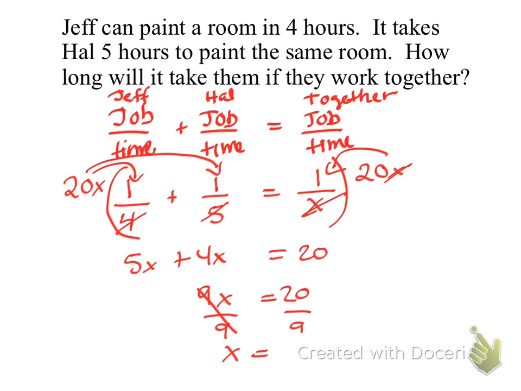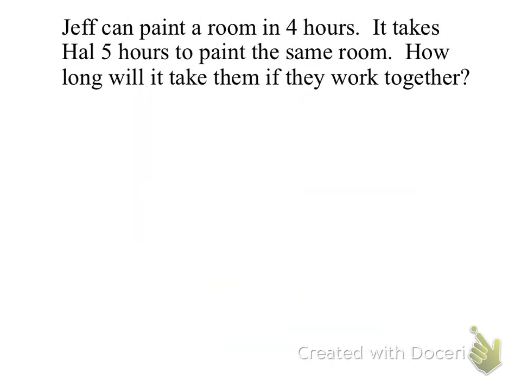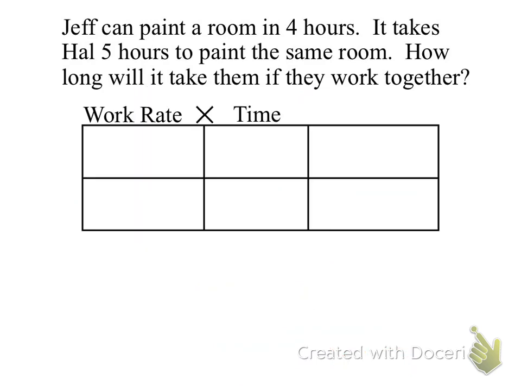9 goes into 20 2 times, and I have a remainder of 2/9 hours. Now, if I want to convert that to minutes, what would I multiply 2/9 by? 60. I could leave it 2 hours and how many minutes? Or you can just do this, 2 and 2/9 hours. Okay, questions there? All right. Can I move on? Now, let's move on to the next one.